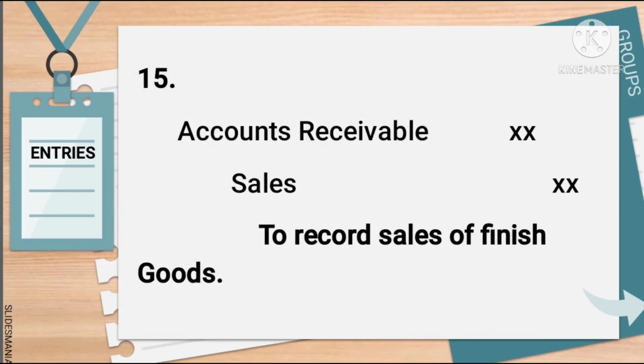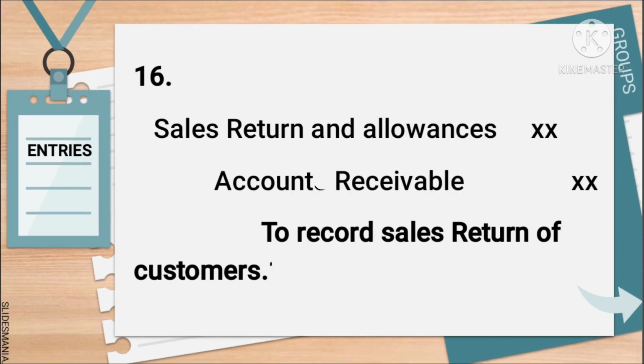Fifteen is to record sale of finished goods. Debit accounts receivable, credit sales. Sixteen is to record sales returns of customers. Debit sales returns and allowances, credit accounts receivable. So, lahat ng entries na yan ay magagamit na entries sa lahat ng transaksyon sa manufacturing.